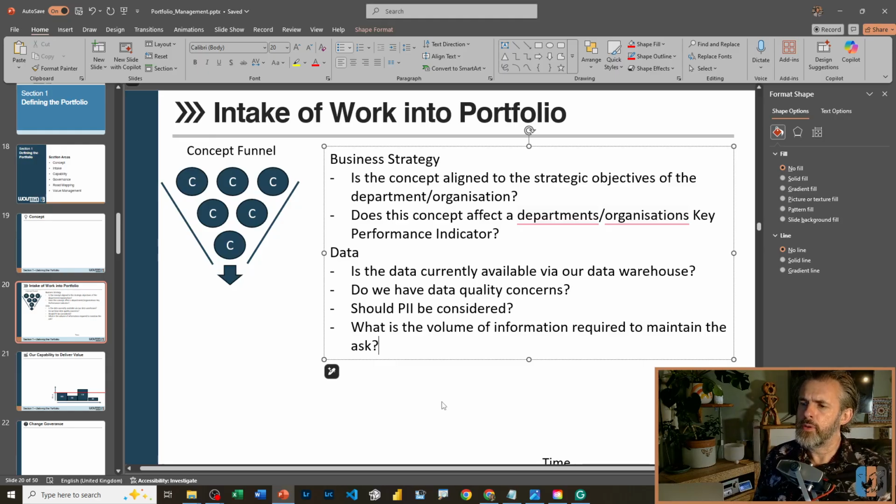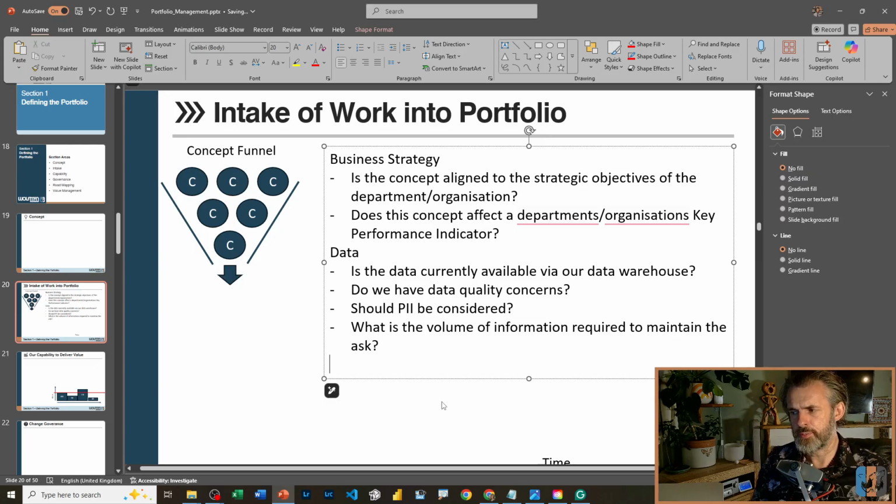I think we've got enough data questions now. I don't want to ask too many questions at this point in time. It's just around getting this initial snapshot.